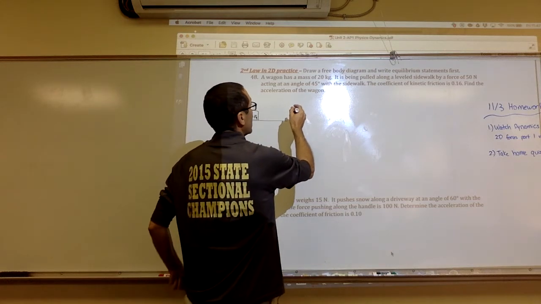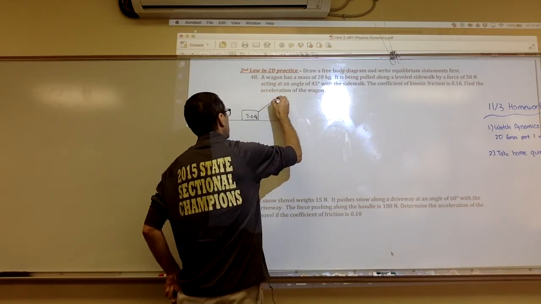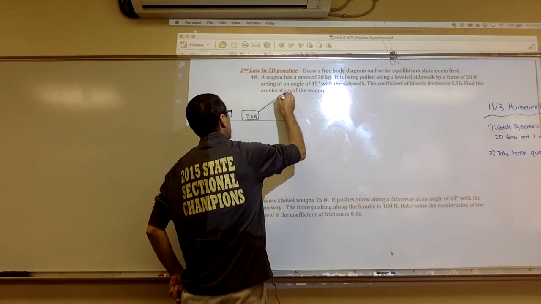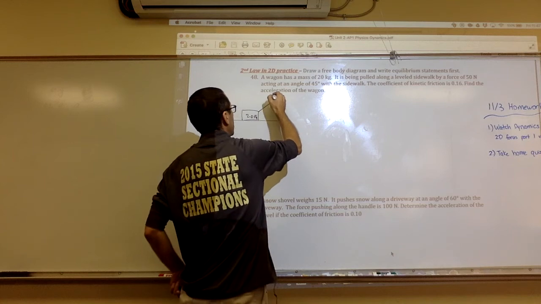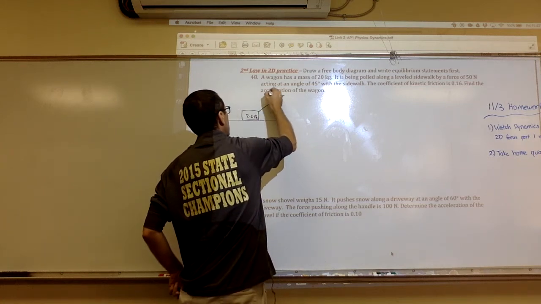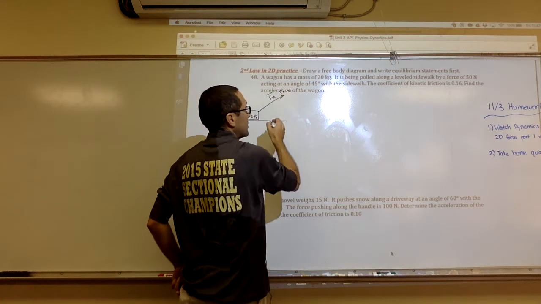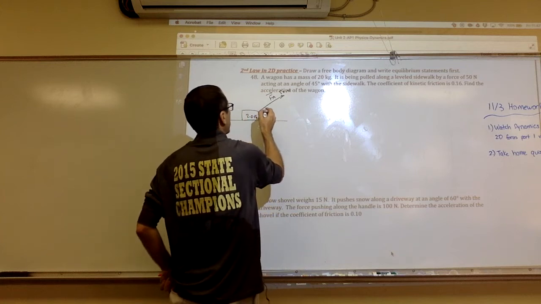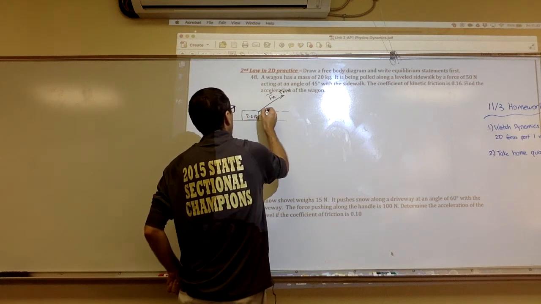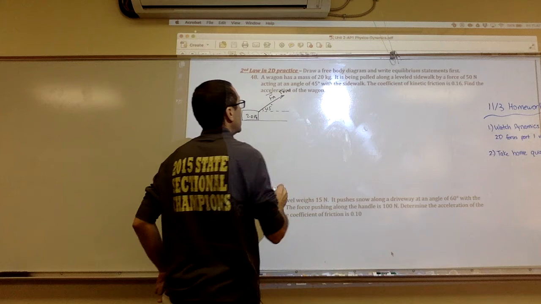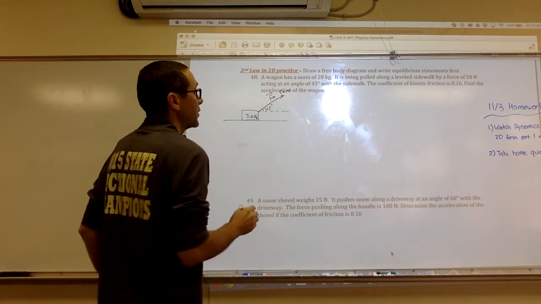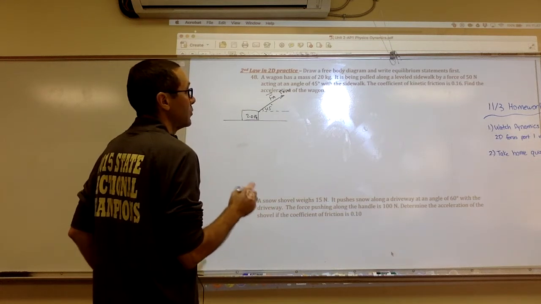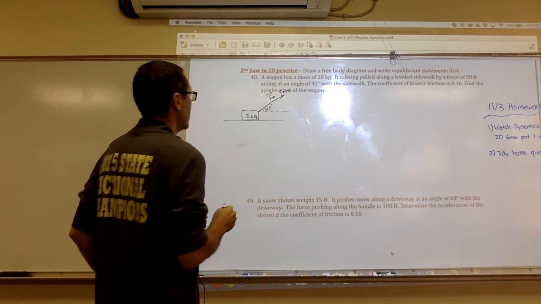And it's being pulled at an angle. So this is 50 newtons, that's the applied force, and the angle is 45 degrees. The coefficient of friction is 0.16, that's kinetic, which means we're moving. Find the acceleration of the wagon.